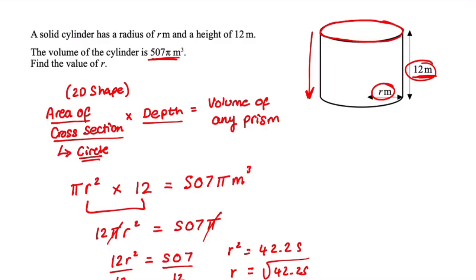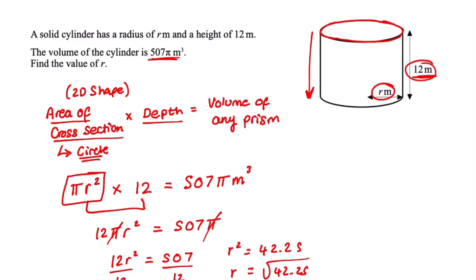So we need to work out the area of the cross section. The cross section is just a circle. So we need to work out the area of the circle. And the formula to work out the area of the circle is pi r squared. Okay, that's the formula to work out the area of the circle.